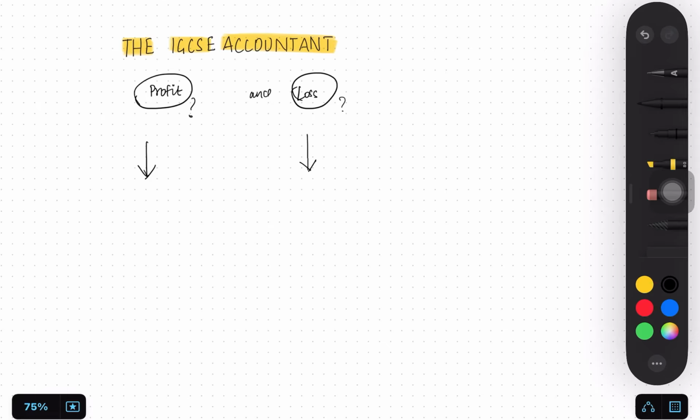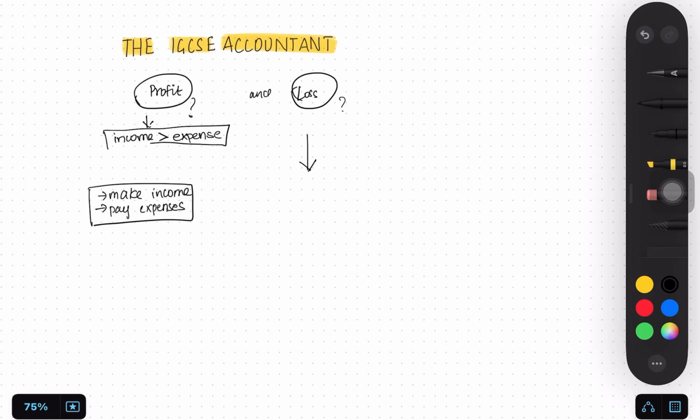So businesses make income and they pay expenses. This is something that's very basic. Okay, so when the income is greater than the expense is when a profit is made.